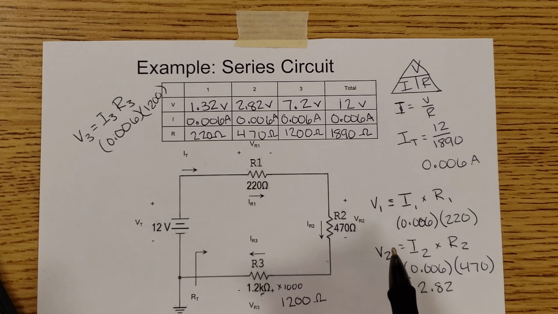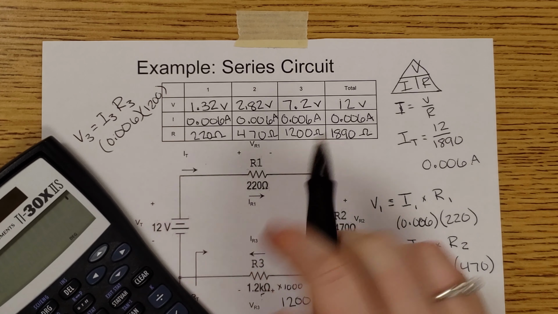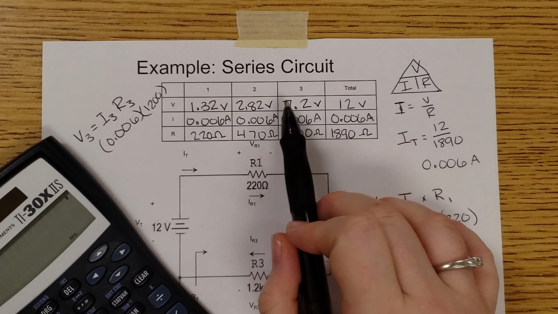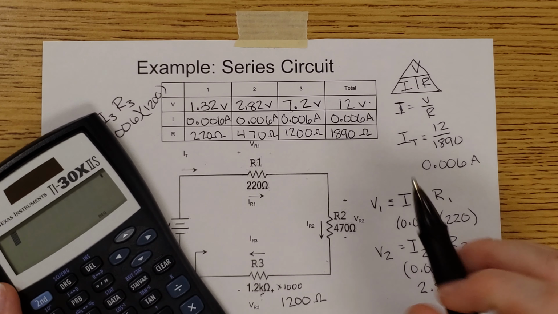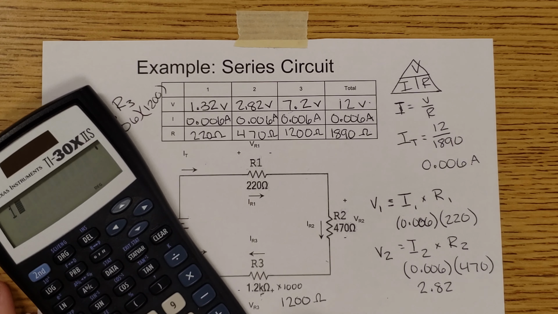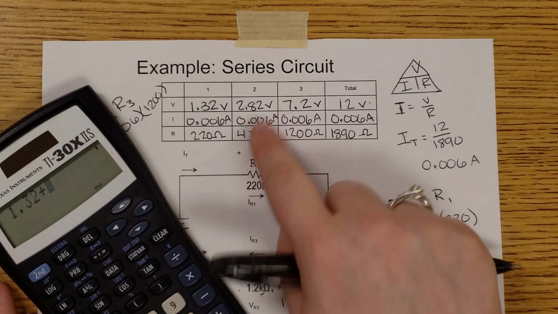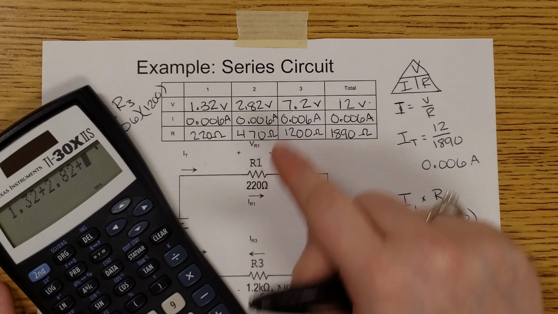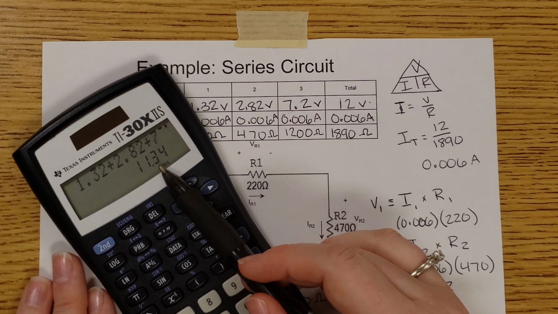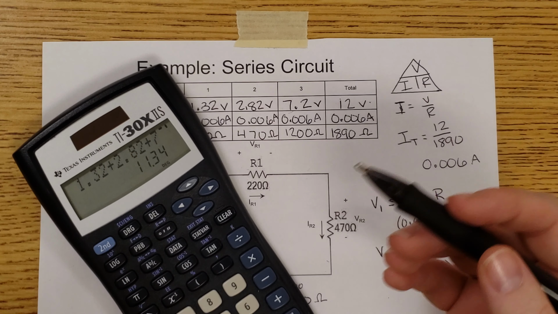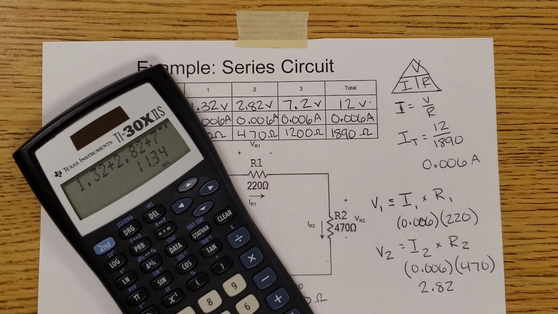I can check myself to see if I'm right because all of these voltages together should add up to be 12 or close to 12 because we rounded. So we got 1.32 plus 2.82 plus 7.2, and that gives me 11.34. It's close enough because we rounded, so we knew we'd lose a little bit of information when we rounded. Good job.